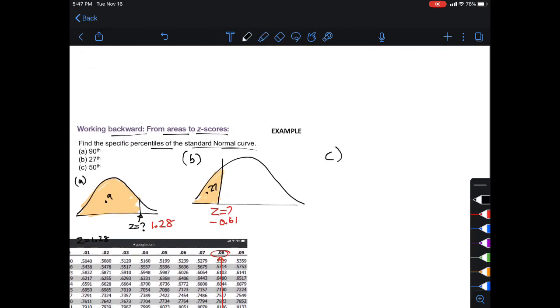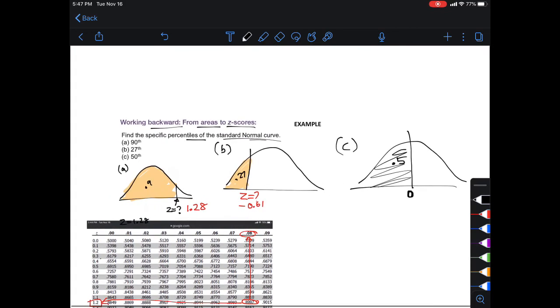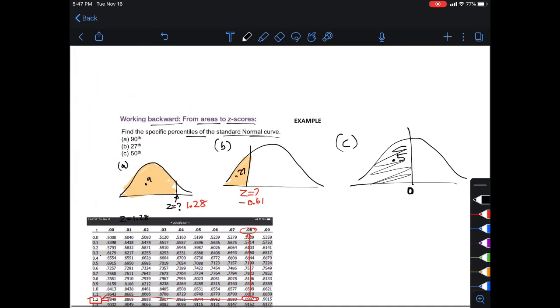And then similarly for C, it's the 50th percentile. So it's 0.5 right in here. That should be easy. If it's the halfway mark, what's the z-score at the halfway mark? You don't even need to look at the table for that. The 50th percentile is 0 for z-score.